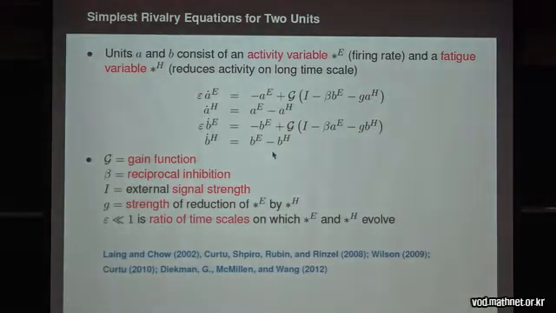And the models have this form. This is just to scare you. It's a four-dimensional system of differential equations. There's your A. Well, it's AE and BE that are the activity variables.